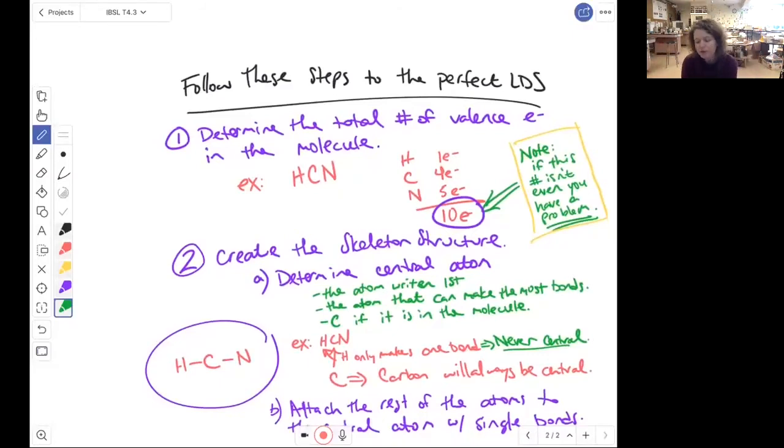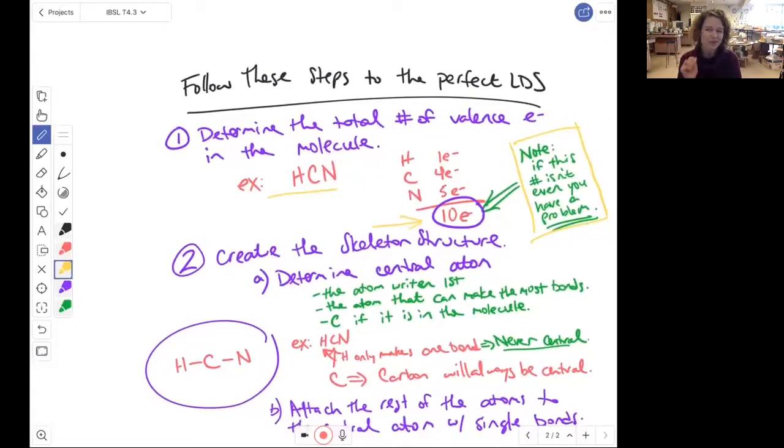So step one for Lewis dot structures is determine the total number of valence electrons that are in the molecule. So all you do is you look at your formula, right? And you add it all up. So I know that hydrogen has 1 electron, carbon has 4, and nitrogen has 5, giving me that total right here of 10 valence electrons.